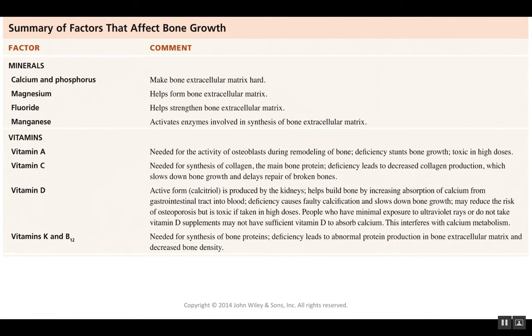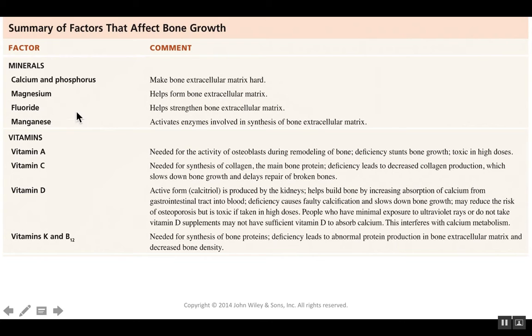Finally, I want to go over some of these tables. You can study these tables on your own, but these tables mention all the important factors that affect bone growth, that affect bone health. So this is kind of the what to do if you want nice, healthy bones. Whether it's as an adult or whether you want to make sure your children have nice, strong bones. These are all the different factors that promote bone health.